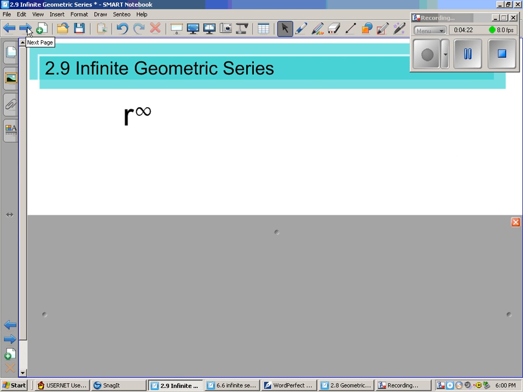So get out your scribblers, and this is what we're going to look at. It's called infinite geometric series. So we're looking at infinity, right? Infinity and beyond, by Buzz Lightyear.